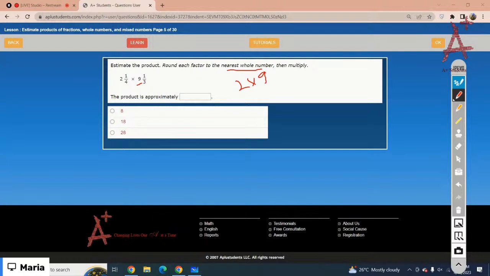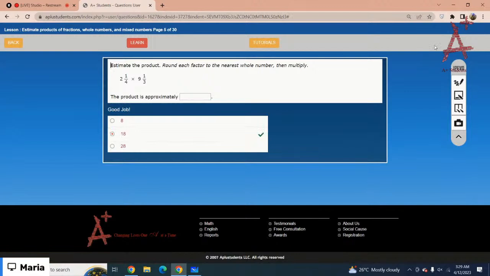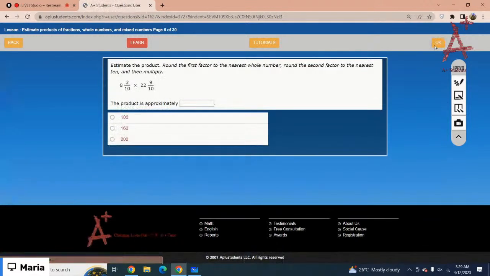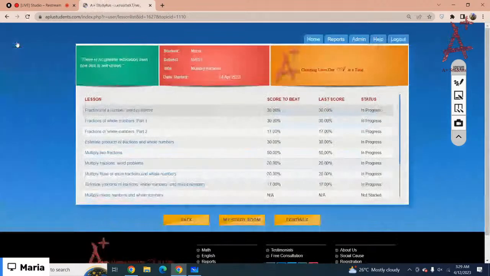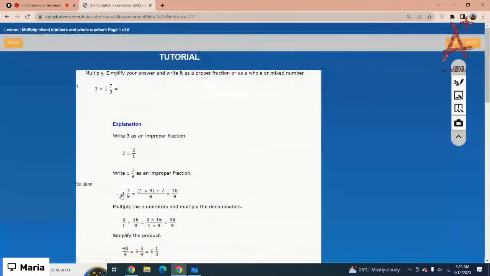The correct option is 18. Okay, you can complete the test by yourself later today. Let me just move on to the next lesson. The next lesson is multiply mixed numbers and whole numbers.